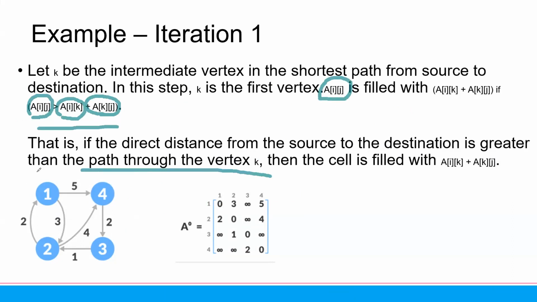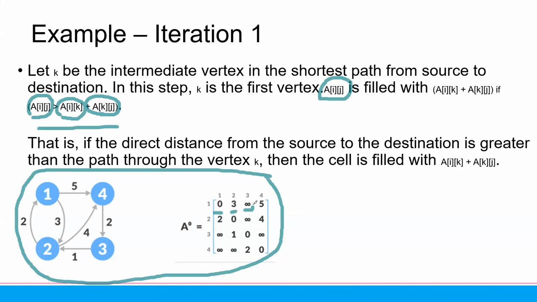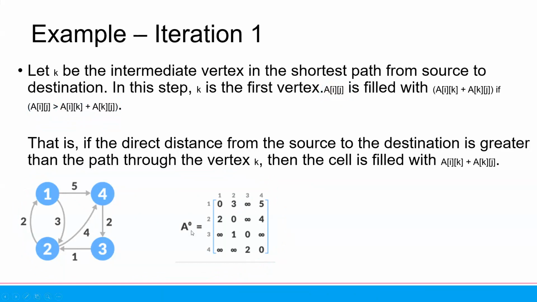Let's suppose I have this matrix for the first time. 0, 3, and then why is this infinite? 1 to 3 is infinite because there is no direct edge from 1 to 3. So the original distance, or we say this is A0, is infinite. And 2 to 3 is also infinite because there is no direct edge from 2 to 3.